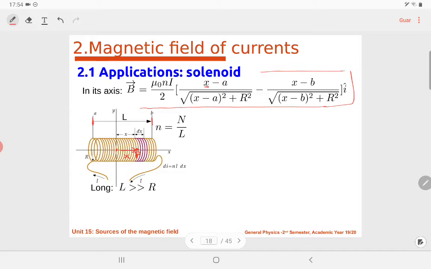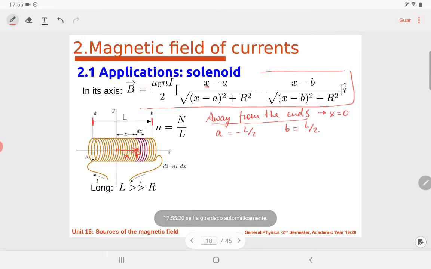So this is the result of the integral, but we want to know it at a certain place. Okay, so we want to know for points that are well inside the solenoid and away from the ends. So we're going to simplify this, saying, okay, away from the ends, I'm going to place my axis in a way that the left limit, which I call A, is equal to minus L/2, and my right limit is going to be equal to L over 2 because the total length is L, okay? And I'm going to say that away from the ends is approximately in the middle of the solenoid, okay?